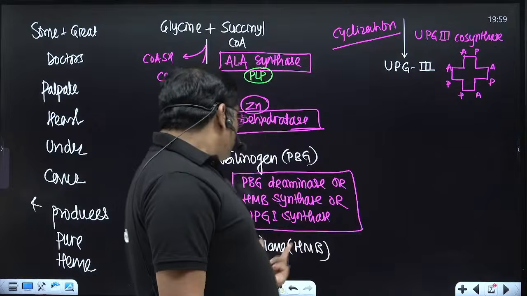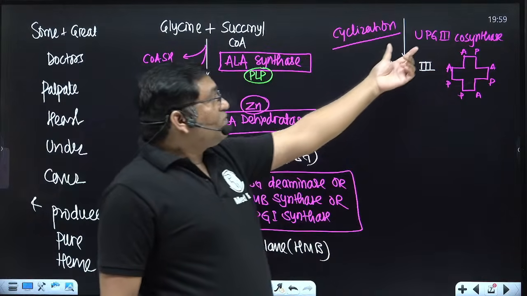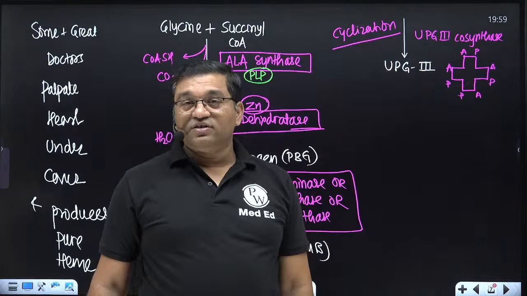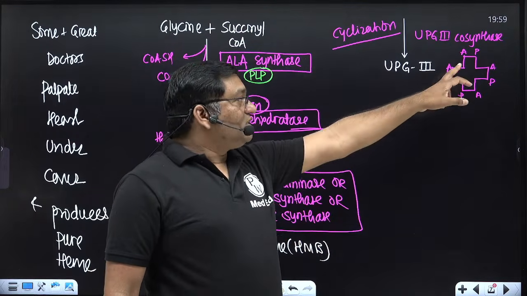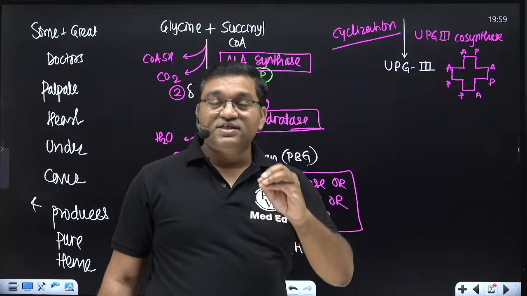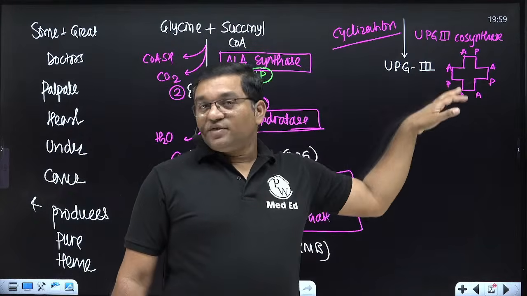So this hydroxymethylbilane, or uroporphyrinogen 1 synthase with the help of uroporphyrinogen 3 co-synthase, is converted into uroporphyrinogen 3. So acetyl propionyl, acetyl propionyl, acetyl propionyl and propionyl acetyl, these are the substituent groups. I have shown this because the steps below depend on it.